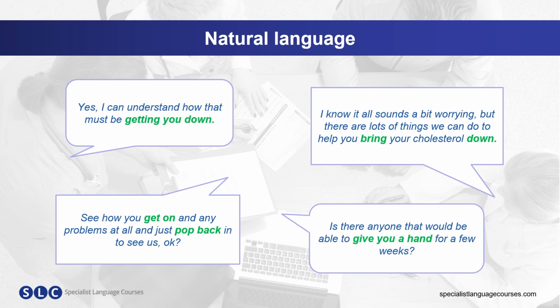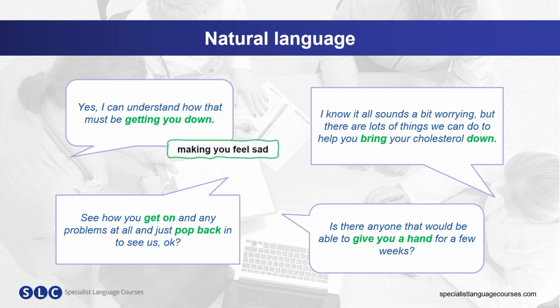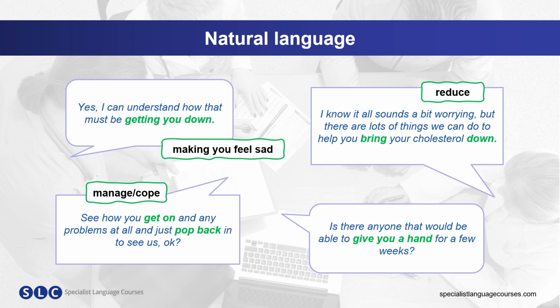Let's take a look at some examples. Look at the phrases in green. These are all examples of natural language. Can you work out what they mean from the context? Getting you down means making you feel sad or depressed. Bring down is a phrasal verb meaning reduce. Get on means manage or cope. And pop back means return or come back. And finally, give you a hand means help you.